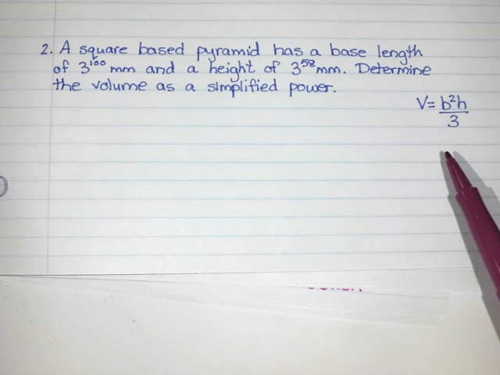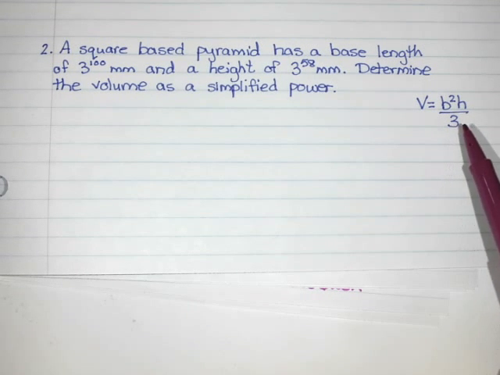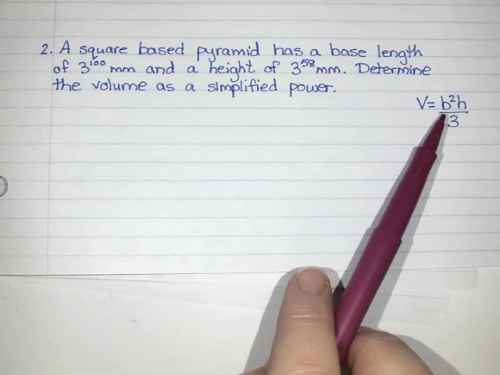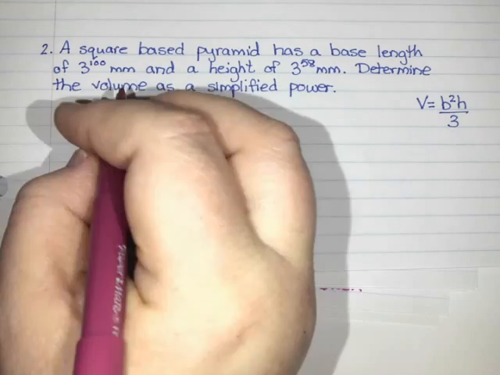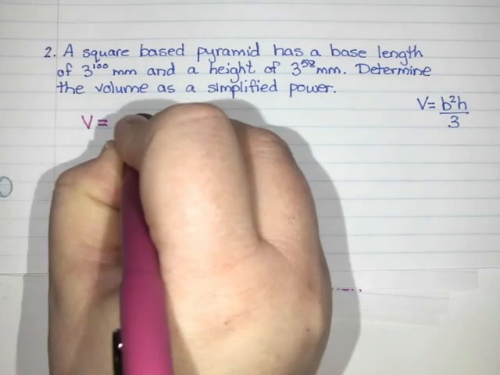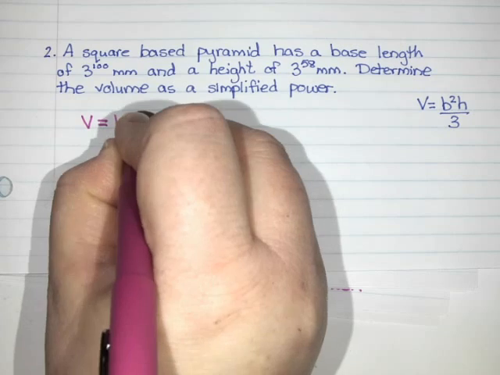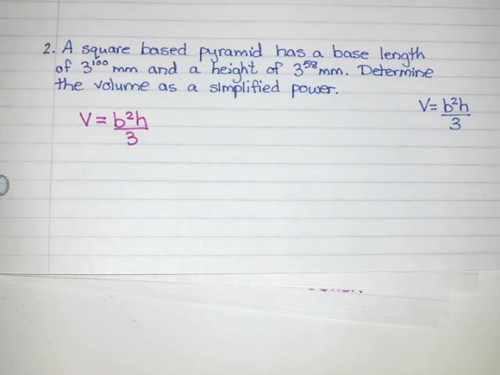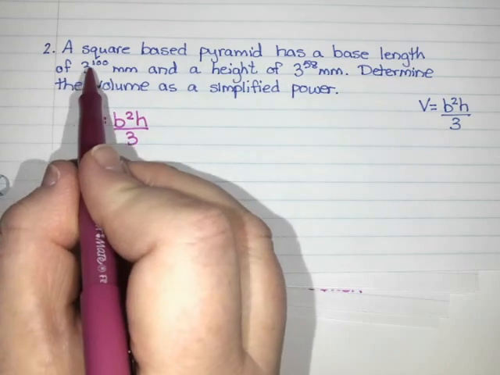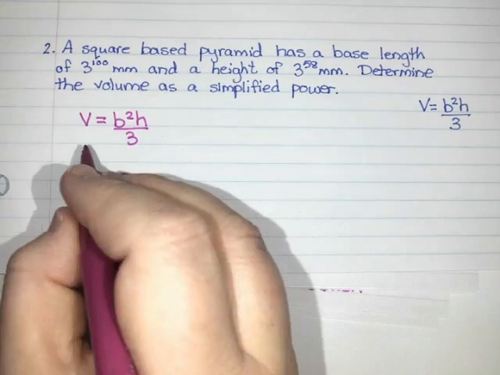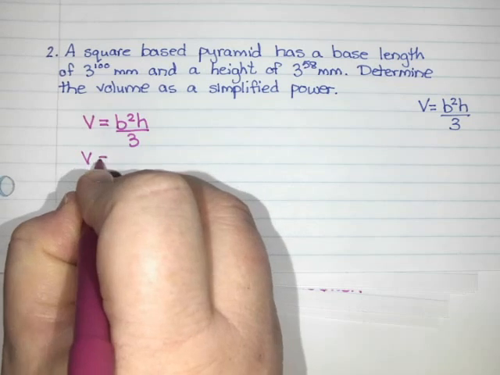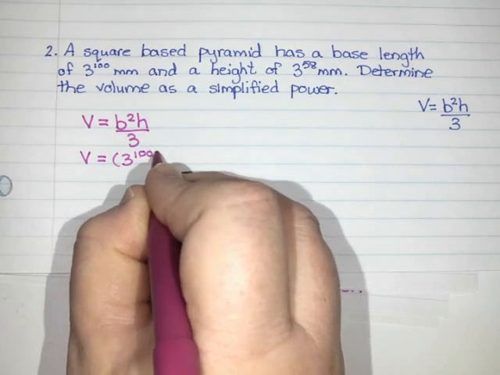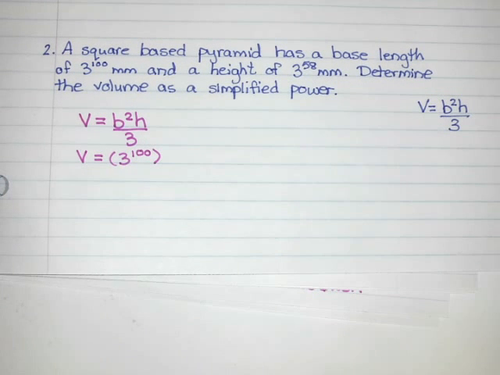by 3. So if I want to calculate the volume of that square-based pyramid, I'm going to try using this formula. So I'm going to write the formula down first. So volume equals B squared H divided by 3. Now B stands for the base, which is 3 to the power of 10 millimeters. So in place of B, I'm going to put 3 to the power of, I think I said 10 earlier, but it really is 100. So 3 to the power of 100.